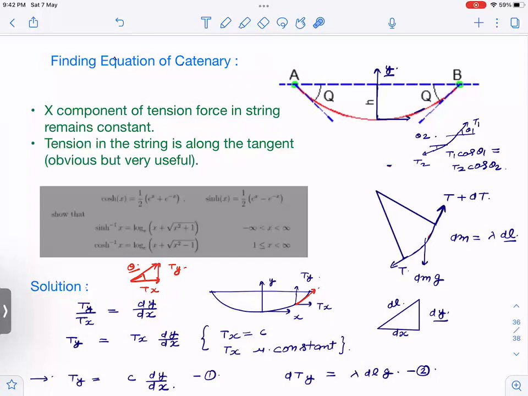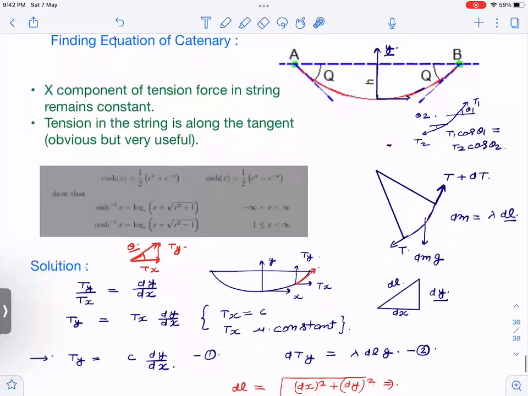And then here Ty, now I'm writing as Tx times dy by dx. What is Tx now? Here comes the first point. X component of tension remains constant. So if X component of tension remains constant, then that I'm writing as C, which is a constant value. So we can keep this as Tx only, but it's better since it is constant, so we can write this as C.